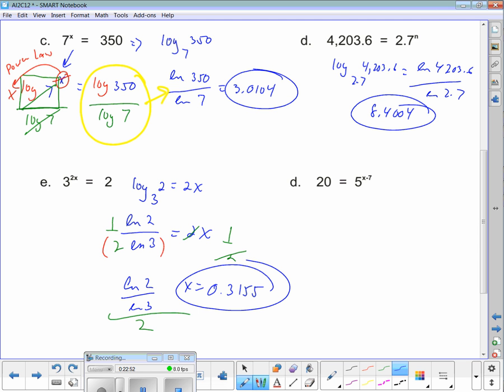All right, finish out the last one then. Again, just change it to a logarithm. Use the change of base formula.